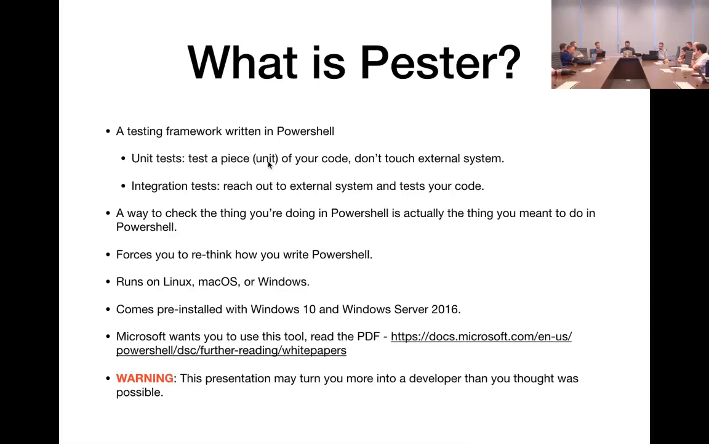And then I posted a link here, or there's going to be a link here. There's a white paper called the release model, I think. It's basically a big PDF that Microsoft released that talks about how ops people can think like a developer when managing infrastructure, using Pester and testing. Read this, and you'll understand after you learn about Pester how to actually start implementing it. And warning: this presentation may turn you more into a developer than you thought you were. Sorry, but if you write code, you're a developer.